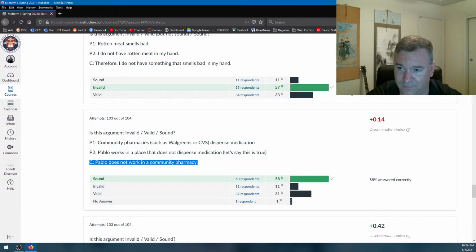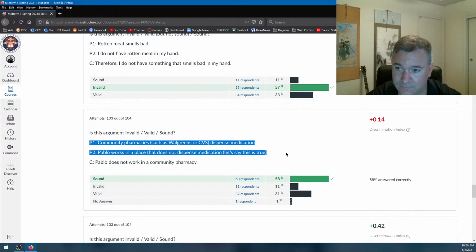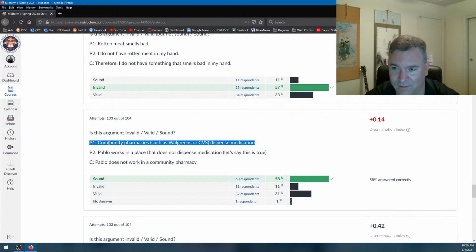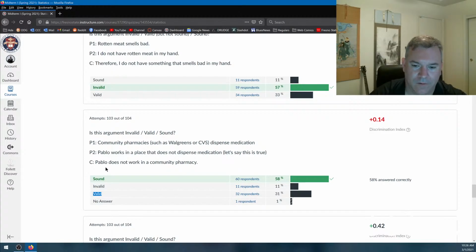This is modus tollens. If X, then Y, not Y, therefore not X. That is a valid argument. Is it sound? Yes. Community pharmacies do dispense medication. That's what they do. Drugs, you know. And so all the people that put down valid are basically arguing that community pharmacies don't dispense medication, and that the logic works, but community pharmacies don't dispense medication. And I don't see there being any way of arguing that, honestly.